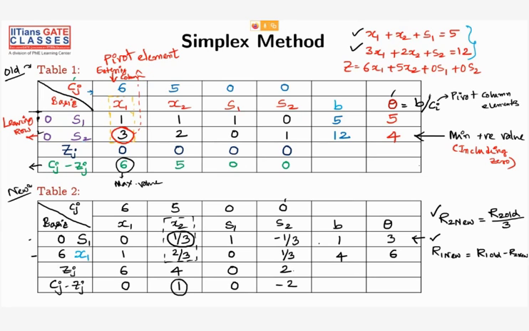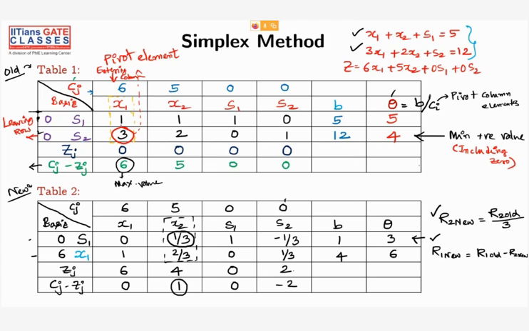Clear till now? Any other doubt? Only in the entering column, which element has to be made one and which zero? The pivot element should be made one, and the other elements in that column should be made zero.